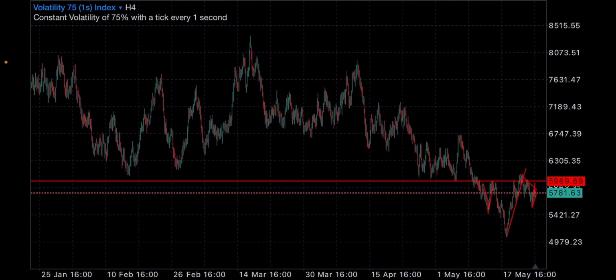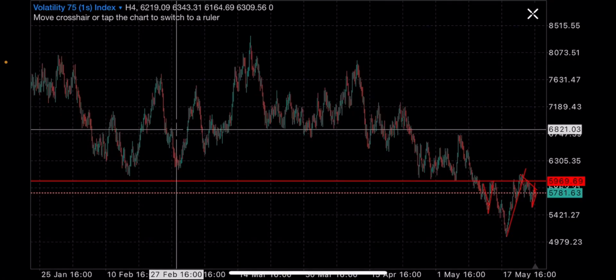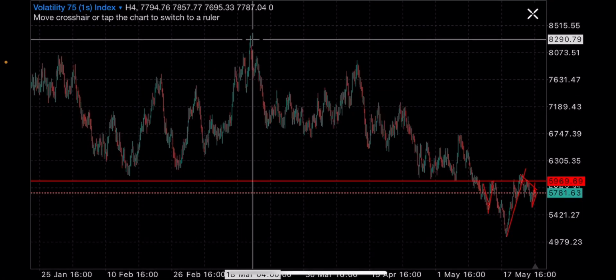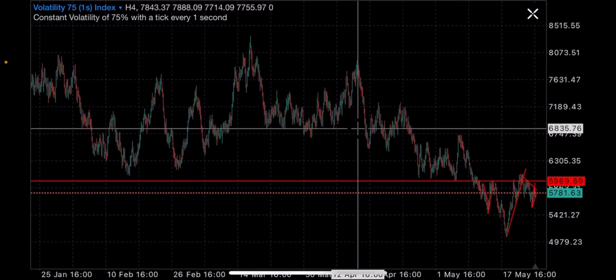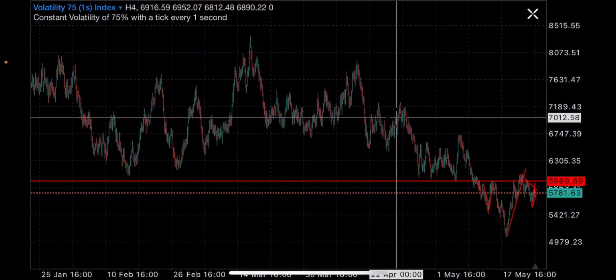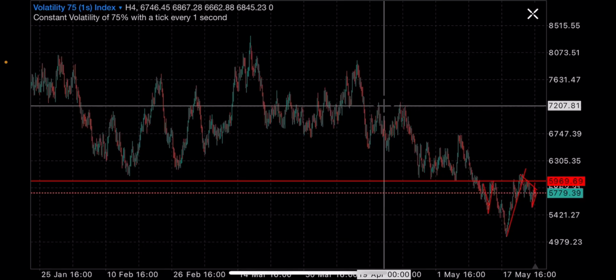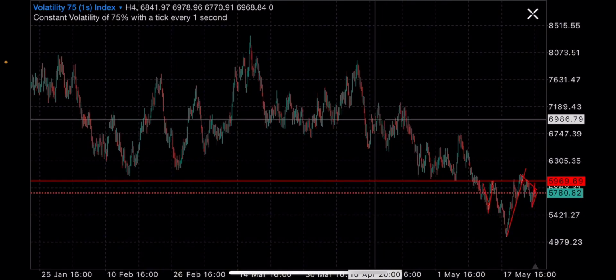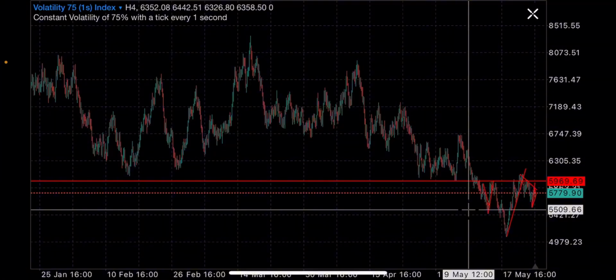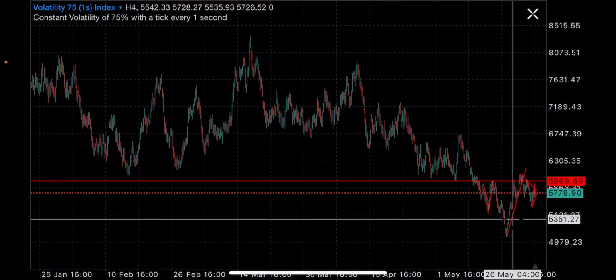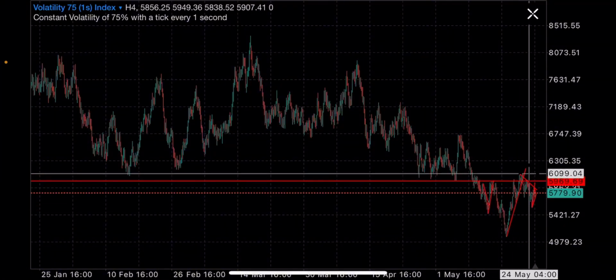Why? Because I'm seeing lower lows coming. I'm seeing a lower high, a lower low, a lower high again, a lower low, a lower high. You can say another lower high again. This is an equal high though. I'm seeing lower low, lower high, lower low, lower high, lower low, lower high, lower low, and now we're at a point of lower high.